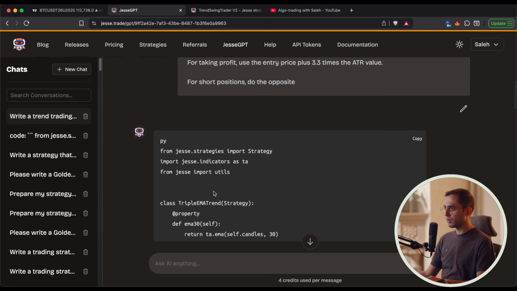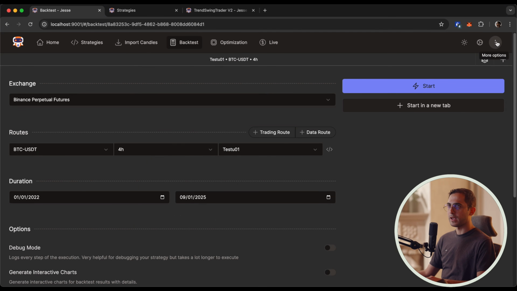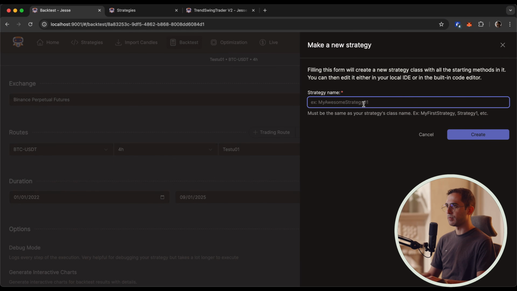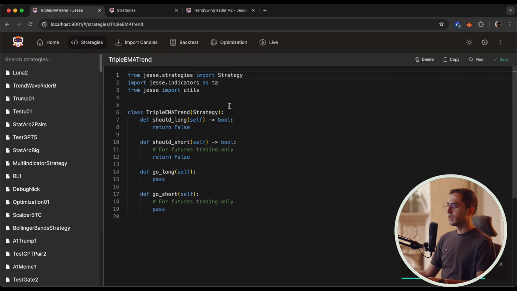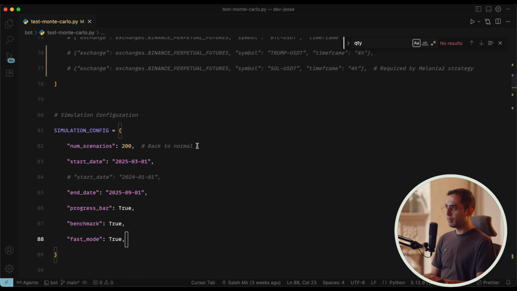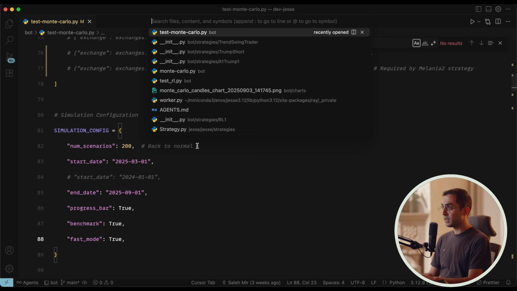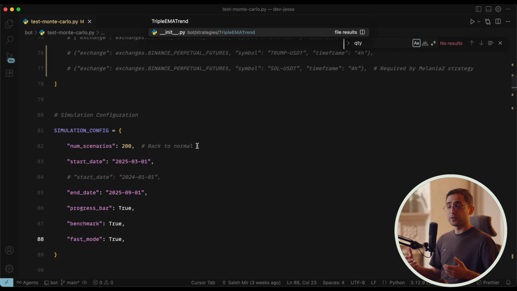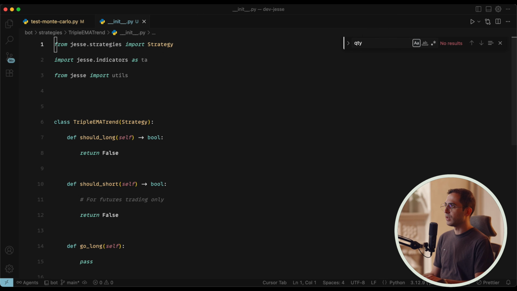All right, so it gave us the code. Let's copy the name of it, TripleEMATrend, and go to Jesse's dashboard and generate a new strategy, and I'm going to paste the name here. Now, here's the code. You could edit the code right from within the editor of Jesse's dashboard, but it would be better if I open it inside a better editor such as Cursor or VS Code, which is completely free and open source. So let's open it there, and now we can read the code.